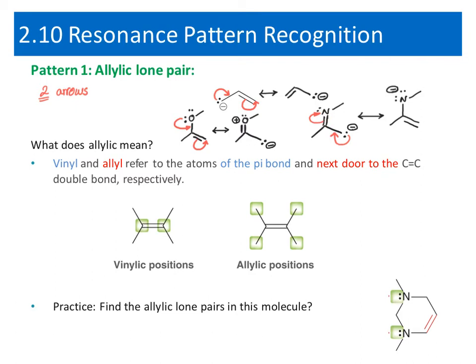All right. Now we have a practice problem here. So find the allylic lone pairs in this molecule. And if you look at this molecule, we have a double bond here. So therefore, this lone pair of electrons is allylic to the double bond. That one is not. This one, it's just a lone pair. So non-allylic lone pair. This is the allylic lone pair.